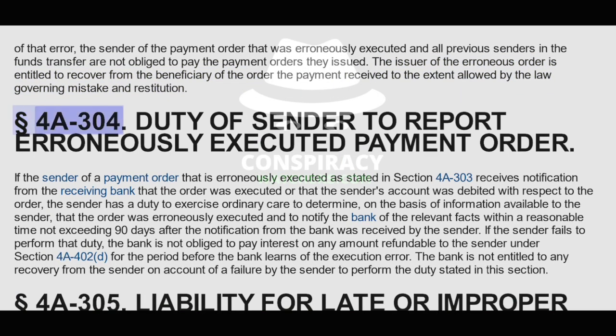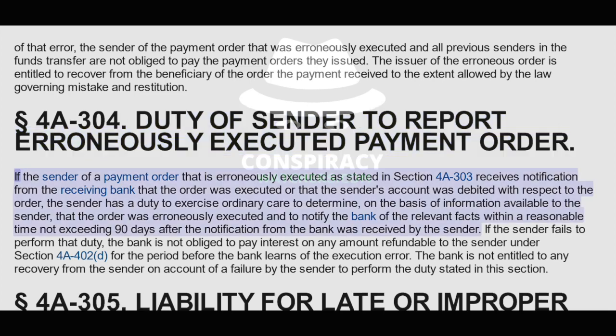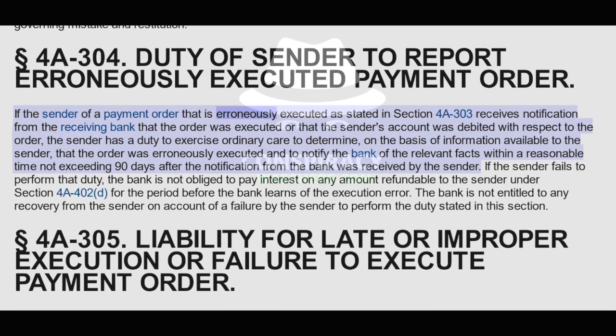Section 4A304. Duty of sender to report erroneously executed payment order. If the sender of a payment order that is erroneously executed as stated in Section 4A303 receives notification from the receiving bank that the order was executed or that the sender's account was debited with respect to the order, the sender has a duty to exercise ordinary care to determine, on the basis of information available to the sender, that the order was erroneously executed and to notify the bank of the relevant facts within a reasonable time not exceeding 90 days after the notification from the bank was received by the sender.